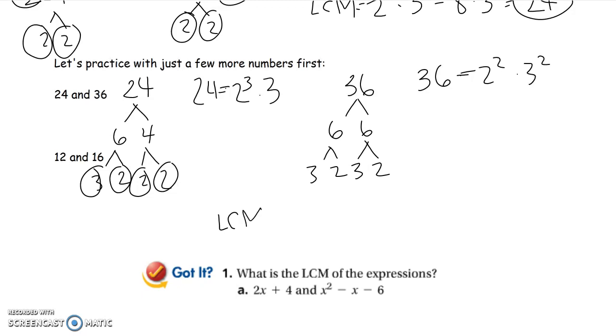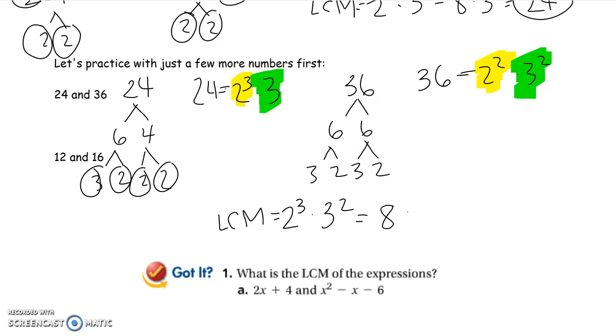So 36's prime factorization is 2 squared times 3 squared. Then for the least common multiple between these two numbers, we look at the highest powers of the factors. So the factor of 2 has a power of 3 here and a power of 2 here. The highest of those is the third power, so our least common multiple would have a 2 cubed. Then we look at the 3's. There's 1 3 here and there's a 3 squared here. So the highest power there is squared. So our least common multiple needs a 3 squared. That means our least common multiple is 2 cubed, which is 8, times 3 squared, which is 9. So 72 is our least common multiple.